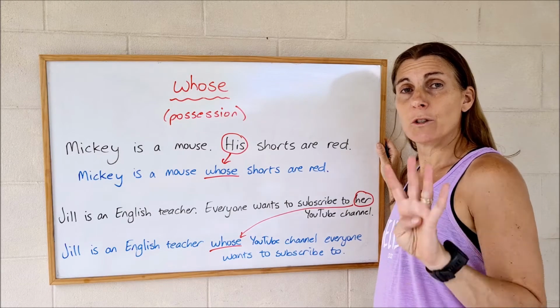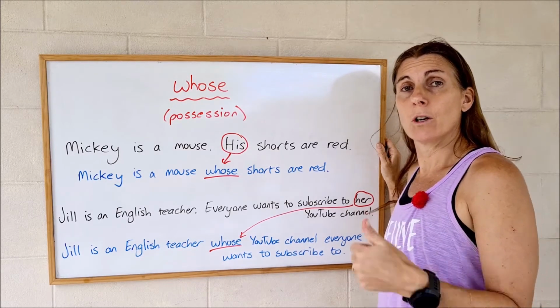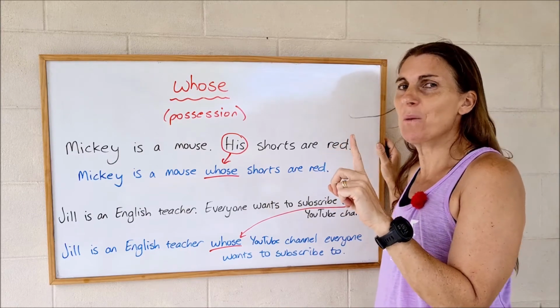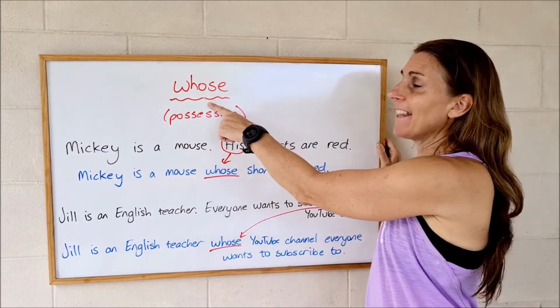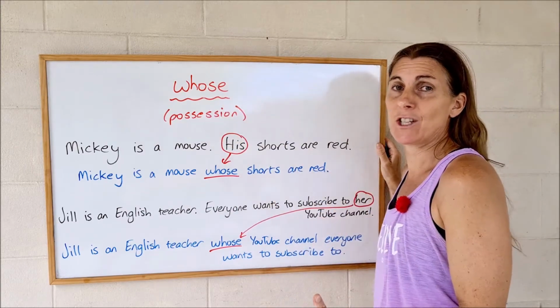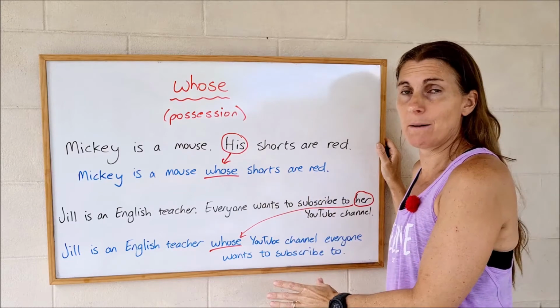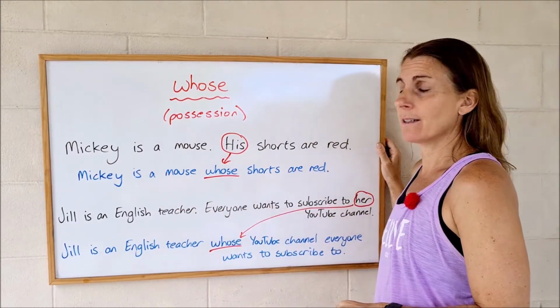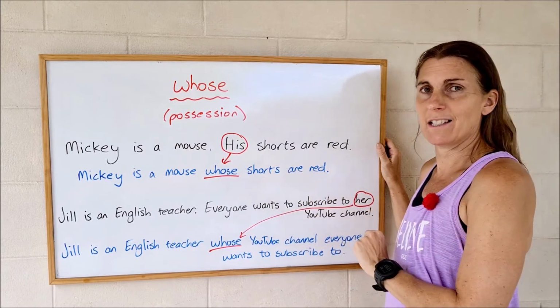All right, so we looked at four relative pronouns: who, which, that, and where. I have just one more to tell you about, and that is whose. Whose we use when it shows possession. So I have two examples here. Mickey is a mouse. His shorts are red.